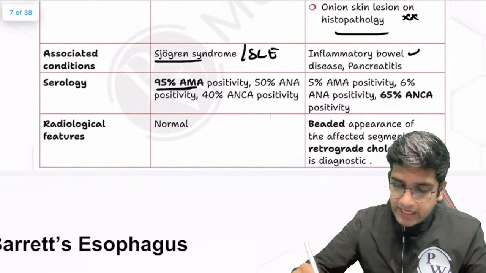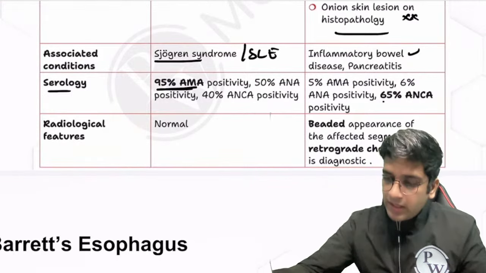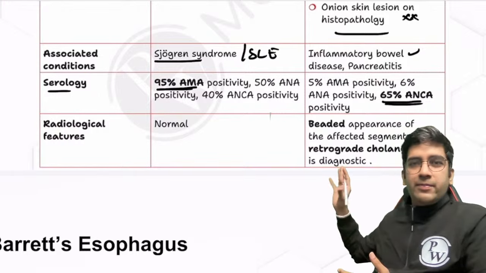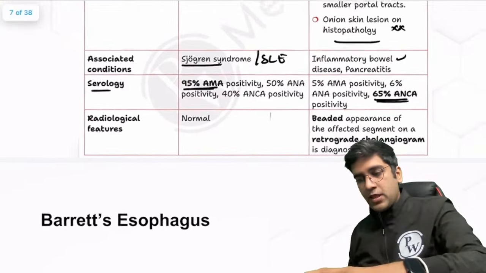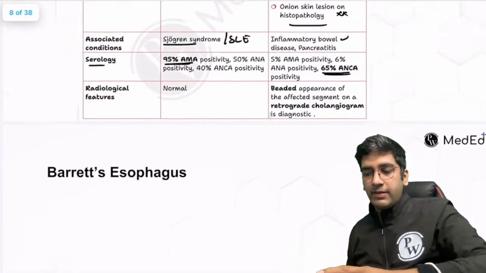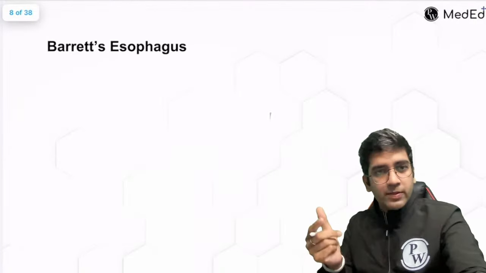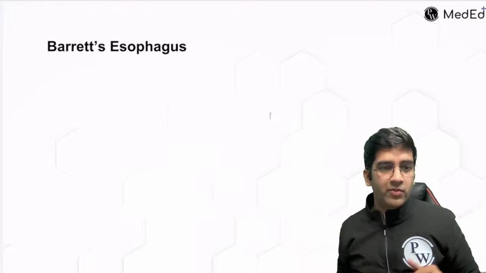Serology, you'll have AMA positivity in case of PBC and ANCA positivity in case of PSC, right? The radiological feature is the beaded appearance as we saw. Okay, so that's a quick look at primary biliary cholangitis and primary sclerosing cholangitis. We saw it in the form of a table. Fine.